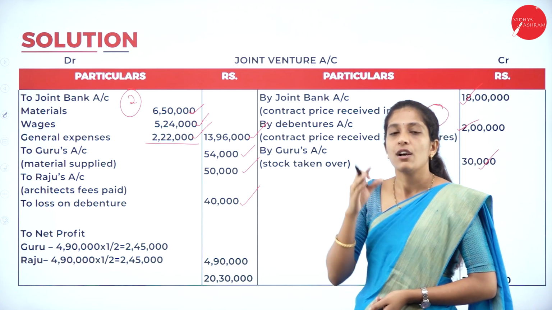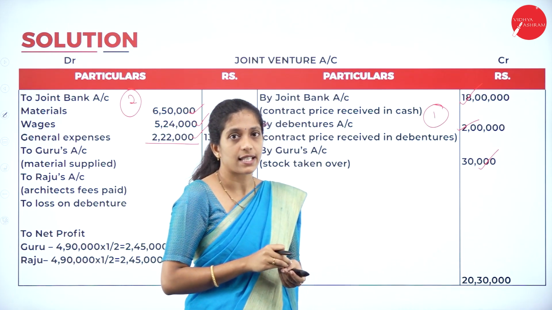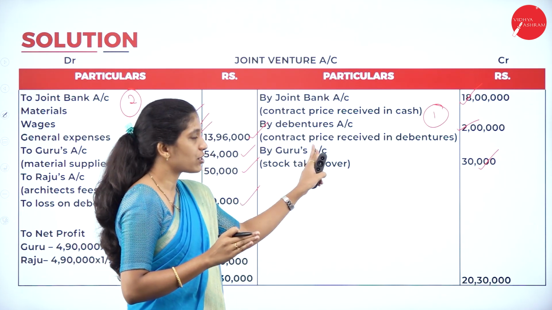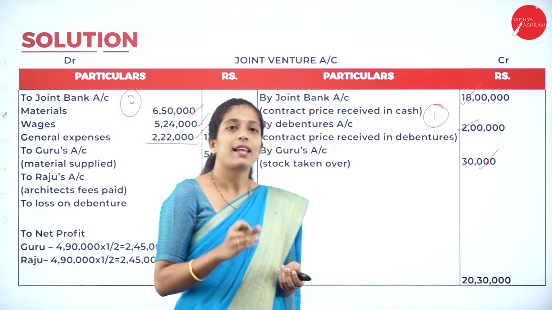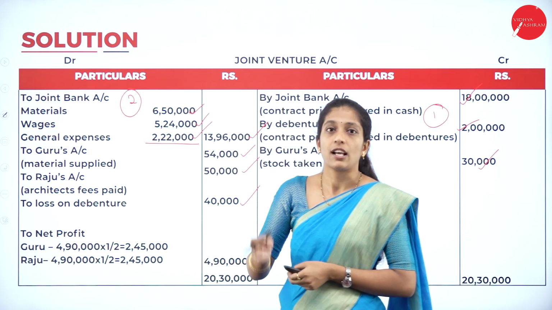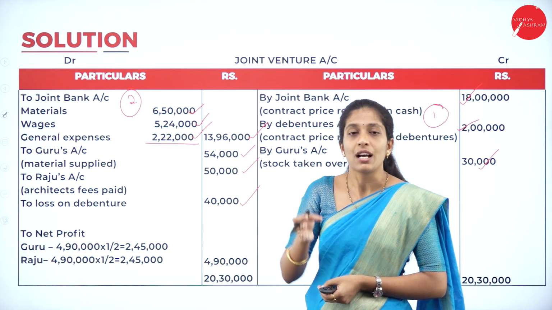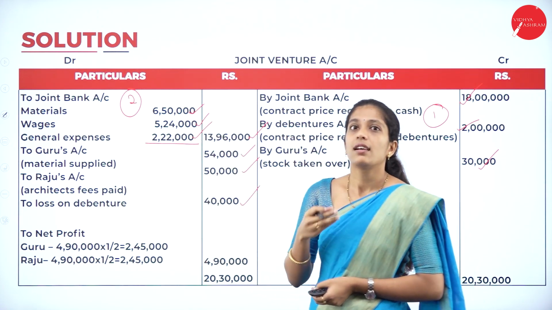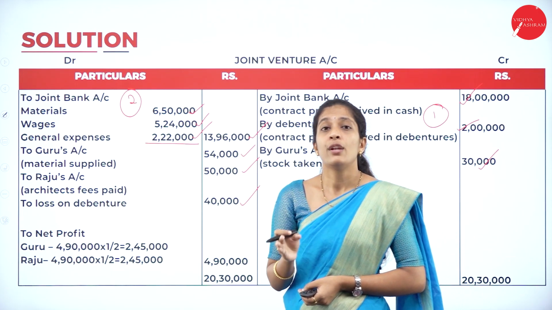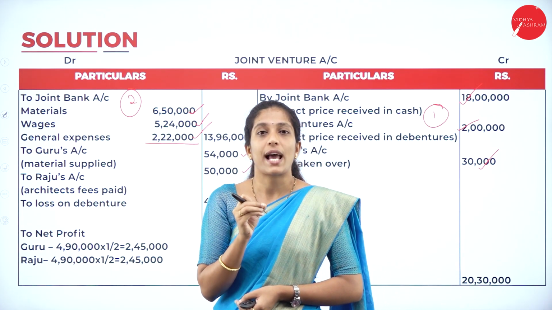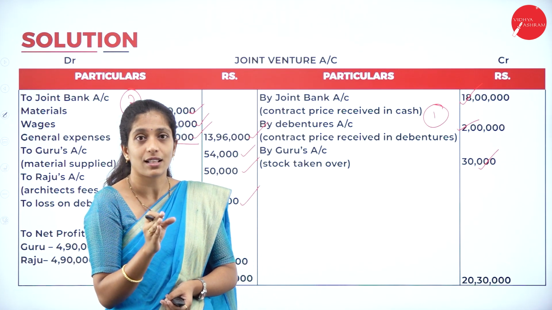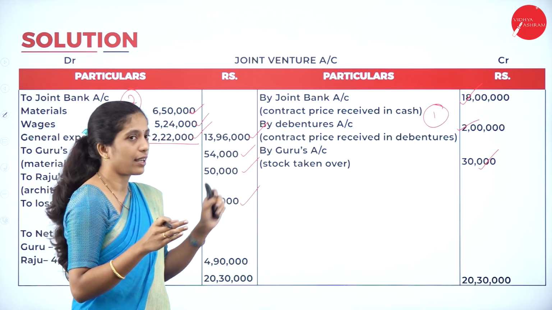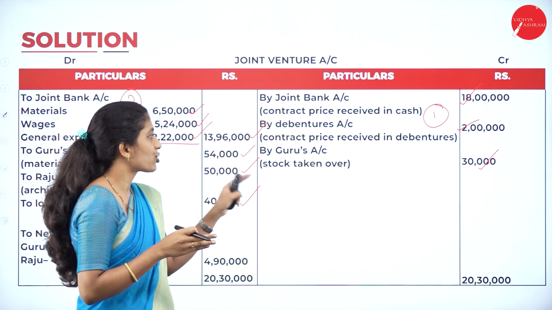So first what you have recorded? First we have recorded the contract price received. So it may be in the form of cash, or it may be in the form of shares, or it may be in the form of debentures. So we have recorded the contract price. Next we have to record entry for expenses incurred. So the expenses may be incurred by the joint bank or by the co-venturers or the venturers. So we have to record that. Next, loss on debenture. The value of debenture was 2 lakh, but it was taken over for rupees 1,60,000. In the sense what? 40,000 is loss. Next what we have recorded? For stock taken over by a venturer. That is by Guru's account, stock taken over.